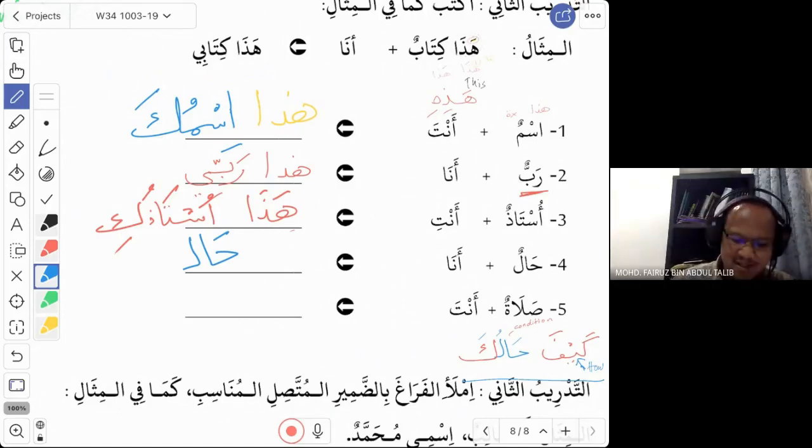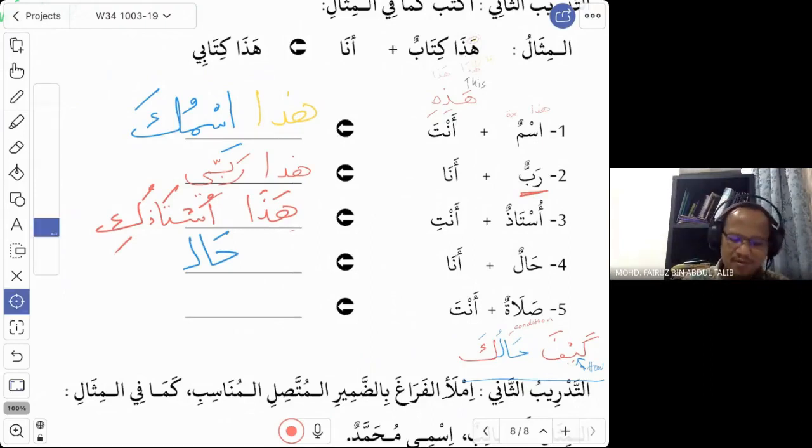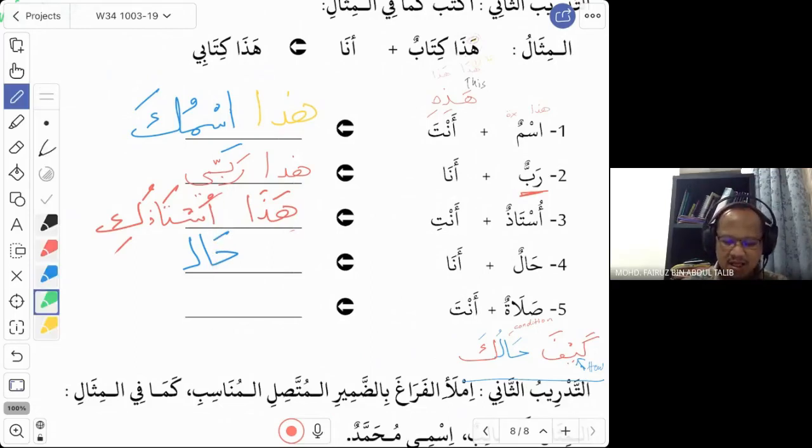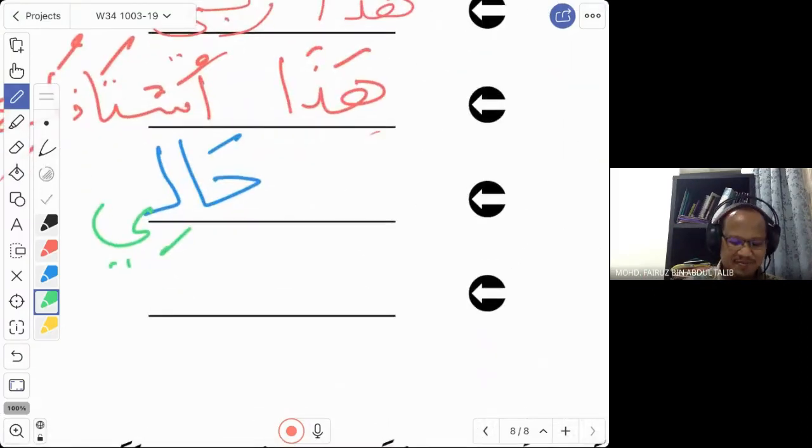Yes. Sahih. This is just like the word Rabbi just now. For Rabbi, you just add the ya and you put a kasra before the ya. So this is similar. Hal, you just add the ya and you put the kasra before the ya. So that is the word hali. My condition. Okay. Now you want to say, this is my condition. So what is the word this for the word hal?